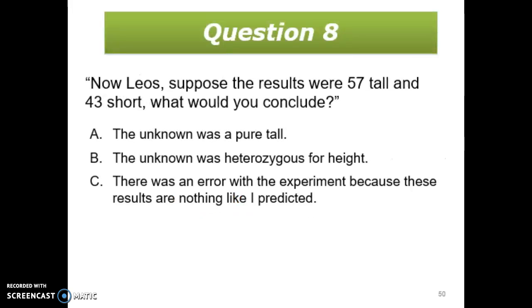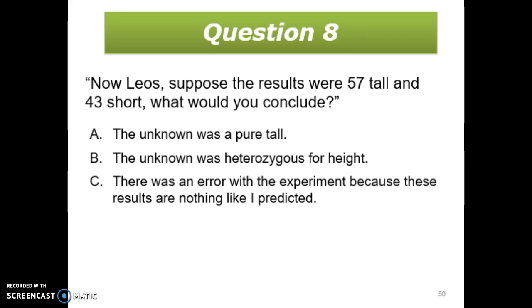Now, Leo, suppose the results were 57 tall and 43 short. What would you conclude? I'd say this result represents an equal distribution of tall and short. It's not exactly equal, but it never is in a real experiment. It's never exactly what you think it's going to be. So you have to approximate this to 50 and then approximate this to 50 and say, well, the results show that there's an equal distribution of tall and short.